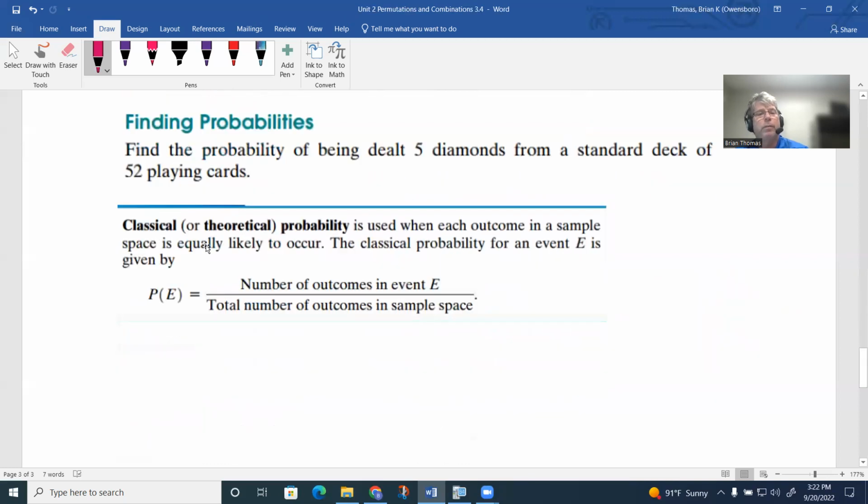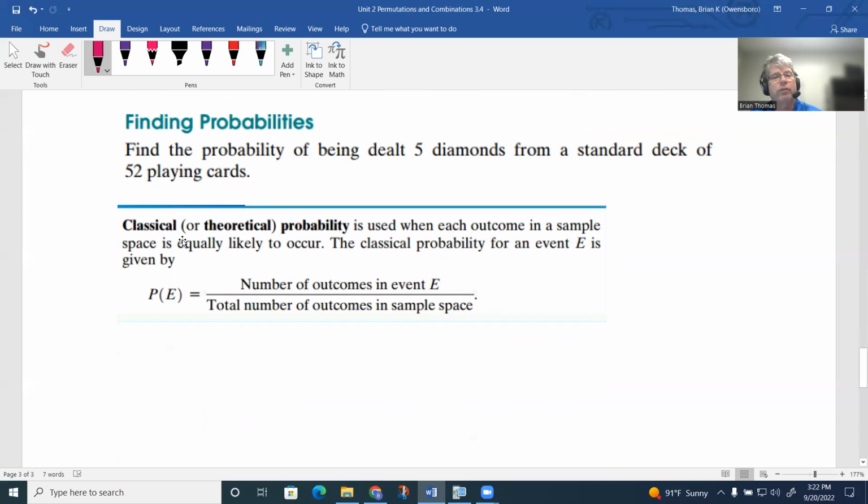So one last example, if I'm finding the probability of being dealt 5 diamonds from a standard deck of 52 cards. So again, we're talking about probability here. So remember, this is kind of a classical probability. So remember, with the probability of this event happening, the top has to be the number of outcomes in the event, and the bottom number has to be the total number of outcomes in the space.